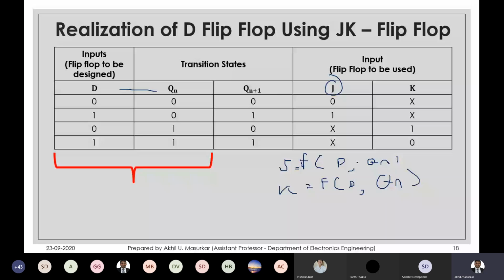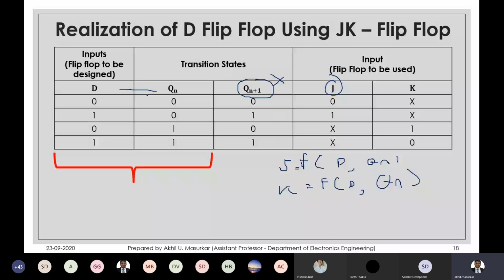When we are doing the realization of one flip flop using another flip flop, we are not using Kn plus 1 at all. We are just working with the excitation table inputs and the output. So J is a function of D and Qn. K is also a function of D and Qn. So that is what we are trying to do now.